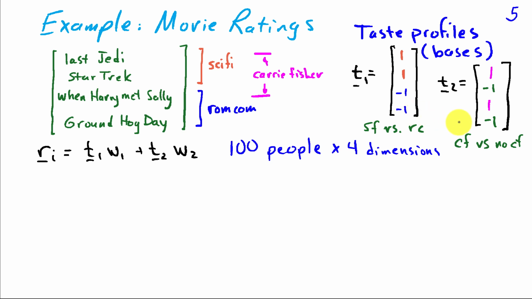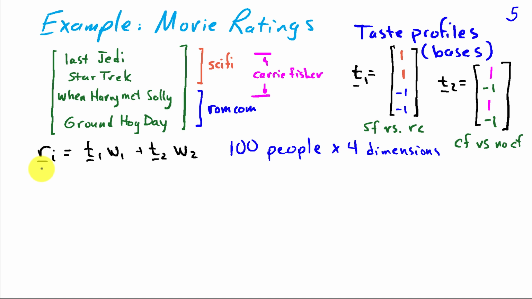And then we'll have another taste profile associated with Carrie Fisher. Here we'll be using the ones to represent an affinity for Carrie Fisher movies, and the -1s to represent a distaste for Carrie Fisher movies. And we'll describe or approximate any individual's ratings as a weighted sum of these two taste profiles.